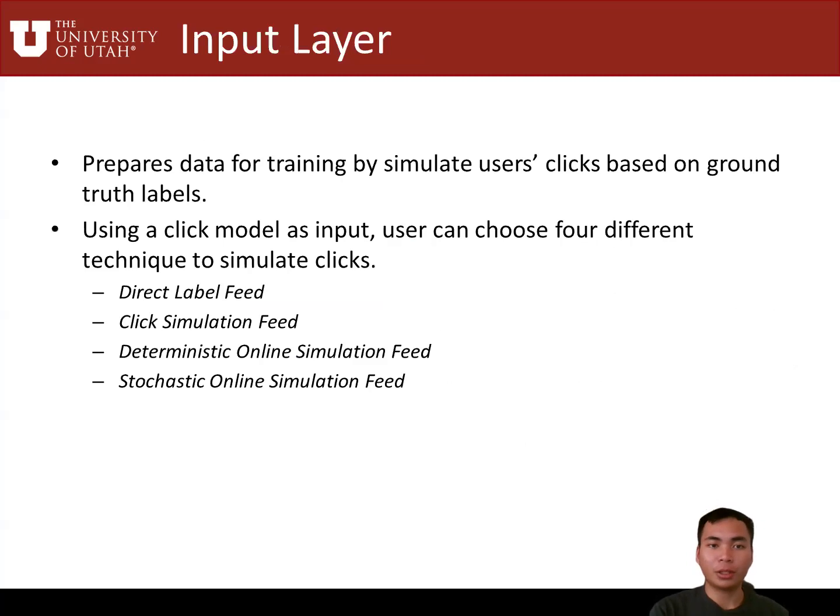The input layer, like I mentioned, is used to simulate user clicks based on ground truth labels. Users can choose 4 different techniques to simulate clicks: direct label feed, if the user wants to use the ground truth label; click simulation feed for offline learning to rank; and deterministic and stochastic online simulation feed for online learning to rank.